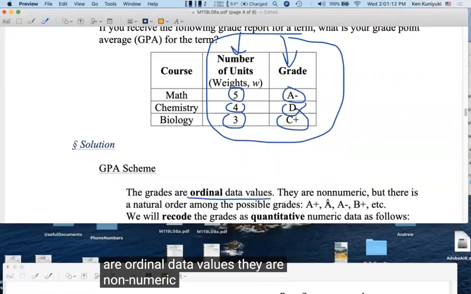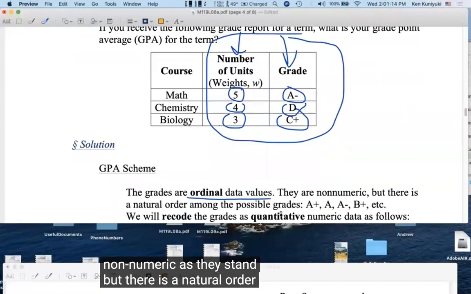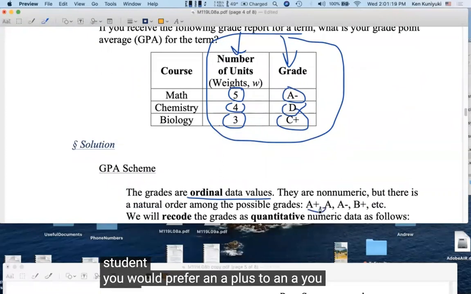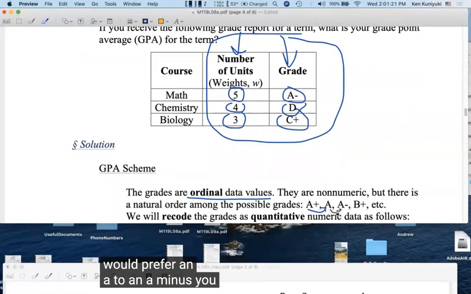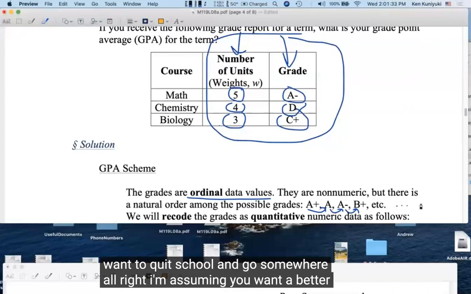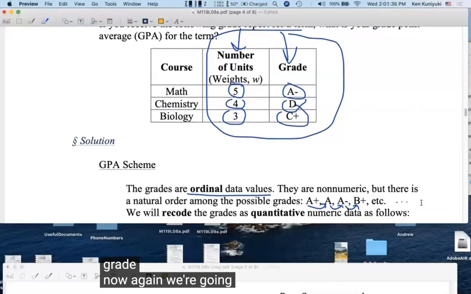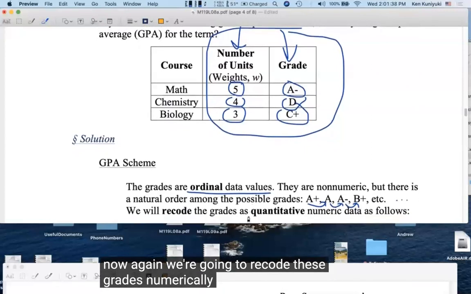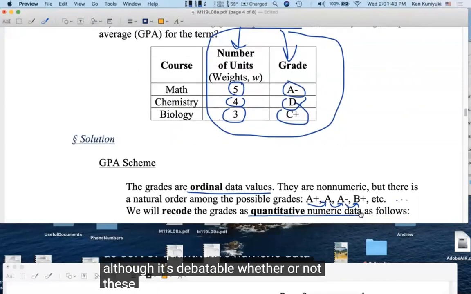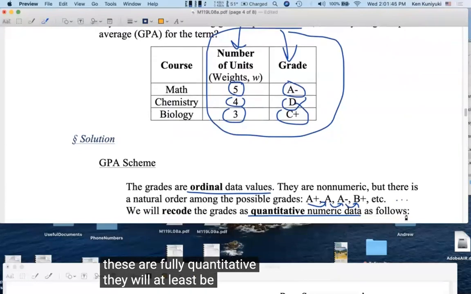All right, the grades here are ordinal data values. They are non-numeric as they stand, but there is a natural order. So as a student, you would prefer an A plus to an A, you would prefer an A to an A minus, you would prefer an A minus to a B plus, and so forth. I'm assuming you want a better grade. Now again, we're going to recode these grades numerically as sort of quantitative numeric data, although it's debatable whether or not these are fully quantitative. They will at least be numeric.